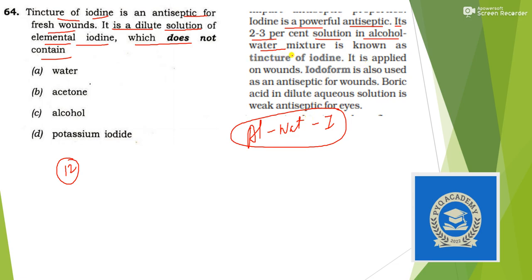Now we have to guess which is not present in tincture of iodine. Water is there, alcohol is there, and potassium iodide. Iodine should be there. So acetone is the material which should not be there in tincture of iodine. So our answer is option B.